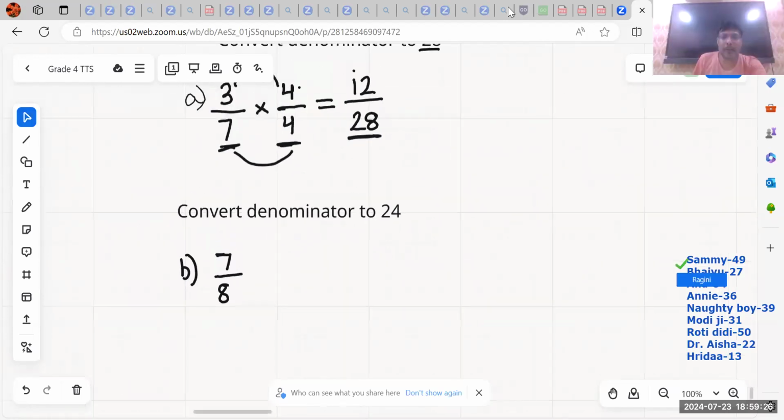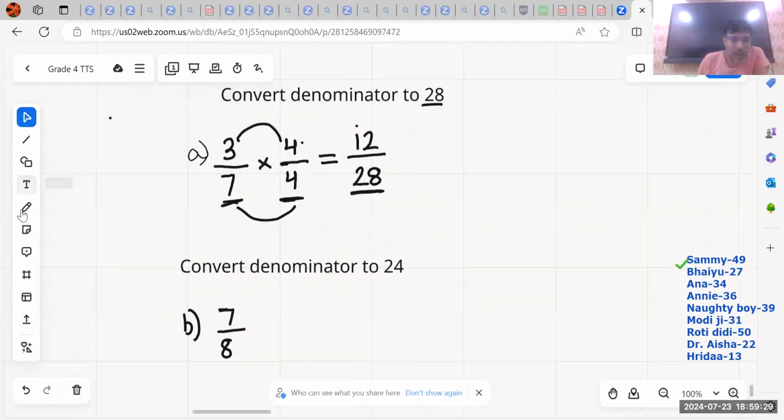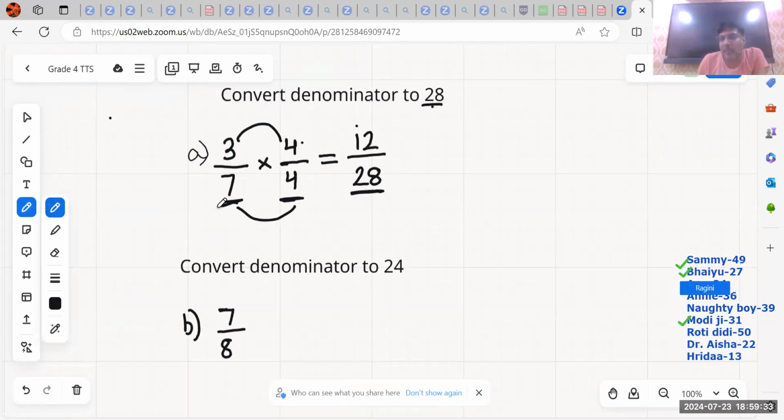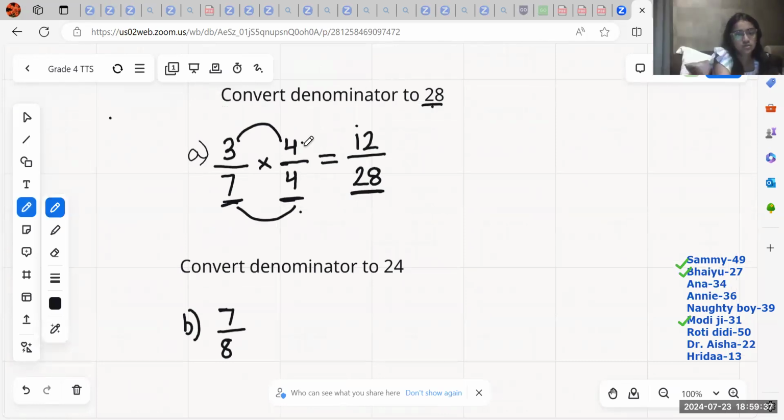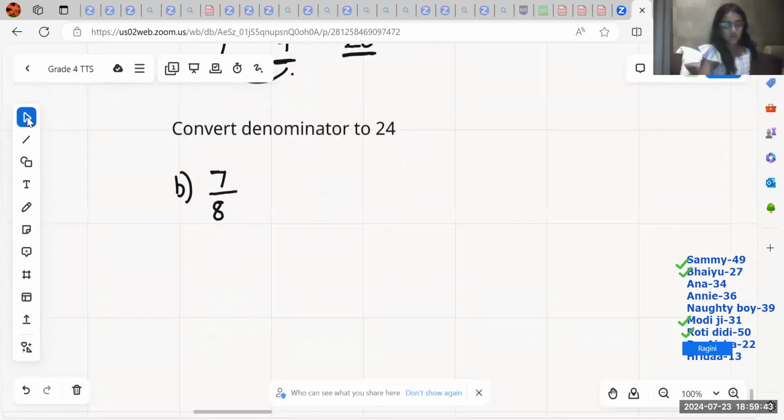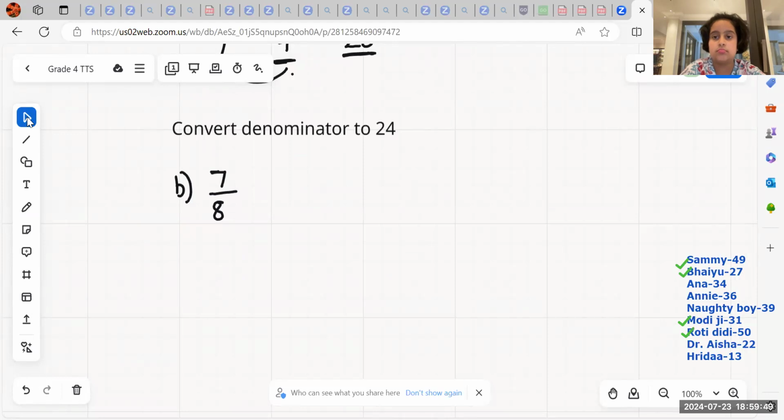I will explain the previous question, Anna, to you. See, beta, I had to get 28 in the denominator. So which number will I multiply 7 with to get 28 in the denominator? 4. So I multiplied with 4 by 4. I got 12 by 28. Okay, sir. Okay, I got it. So Dr. Aisha, this time am I getting the answer or no?